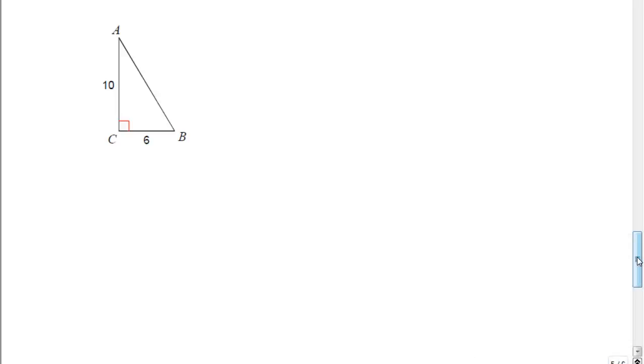Now, to find the measures of those angles, which would be angle A and angle B, let's say we wanted to start by finding angle A. What we want to do is see how these two sides relate to that angle. Well, this side here, that's length 6, that would be side A.